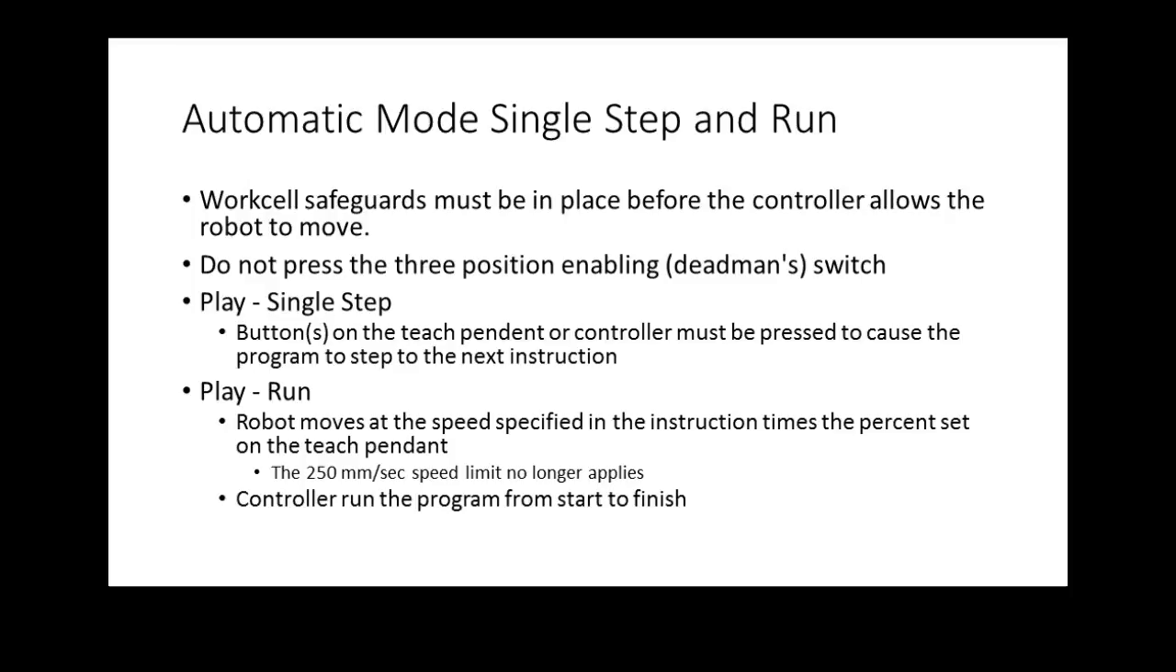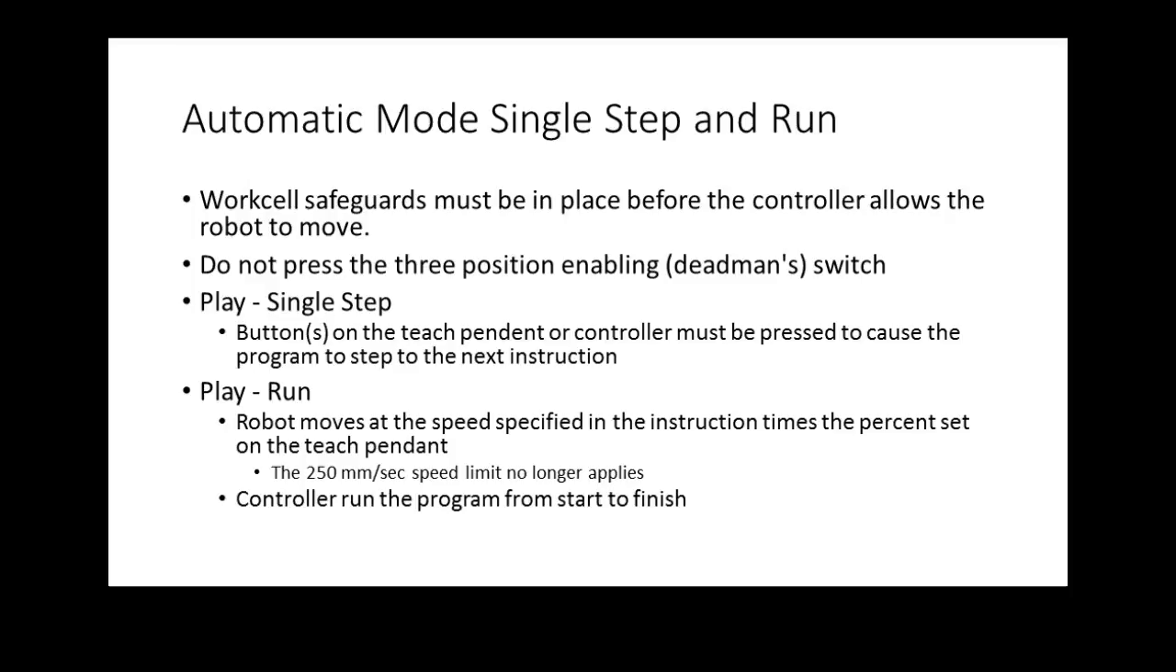Automatic safe go. Work cell safeguards must be in place before the controller allows the robot to move. You do not press the 3-position enabling switch when you switch it to automatic mode. Right, you'll understand that. But you've got to switch it to automatic mode. How are you going to switch it to automatic mode? There's going to be a switch somewhere.